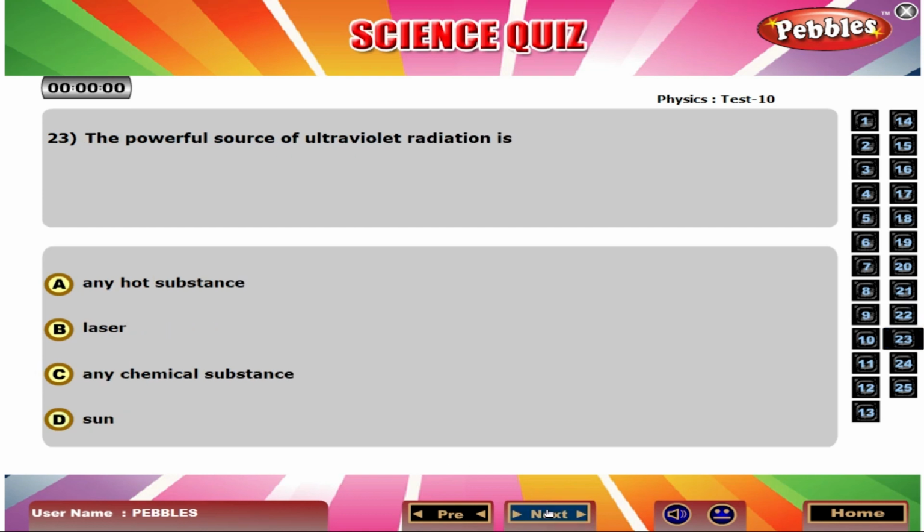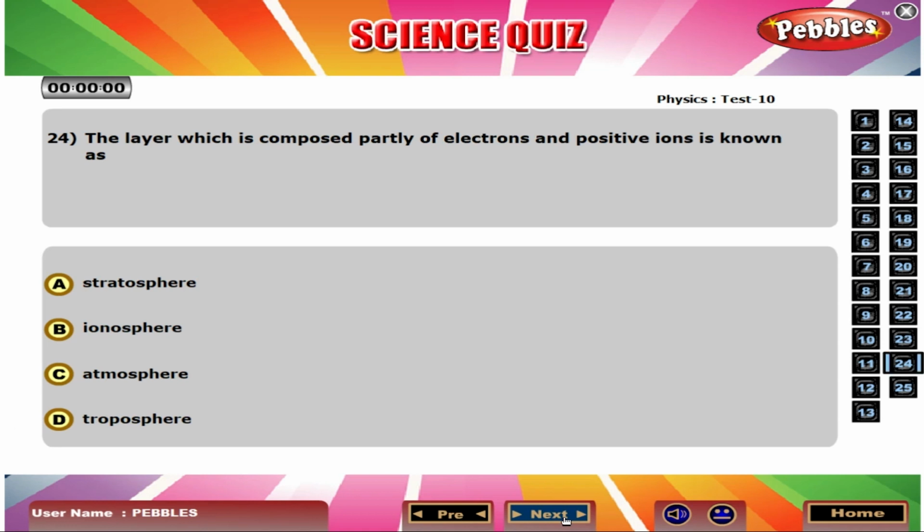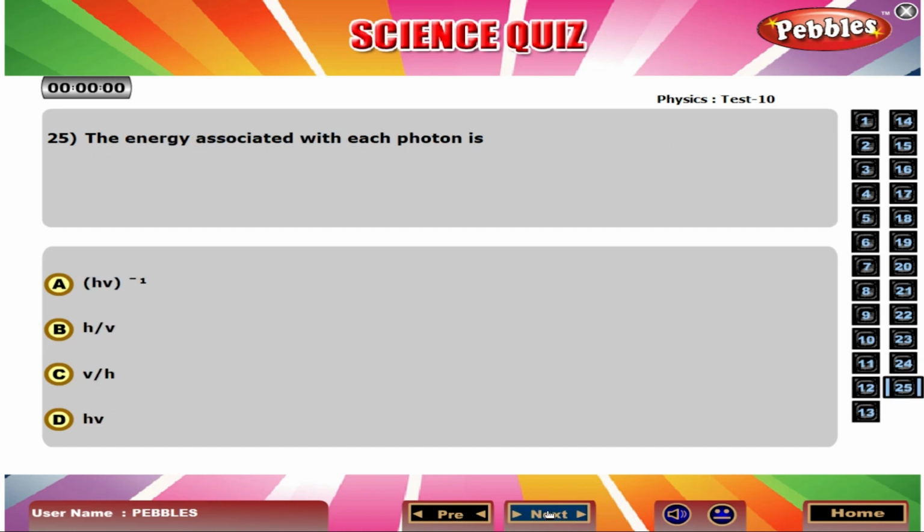The powerful source of ultraviolet radiation is D. Sun. The layer which is composed partly of electrons and positive ions is known as B. Ionosphere. The energy associated with each photon is D. HV.